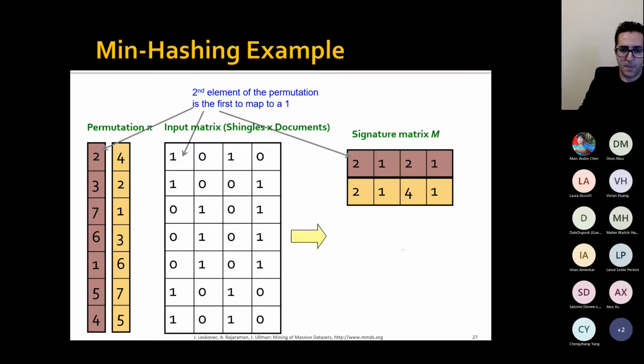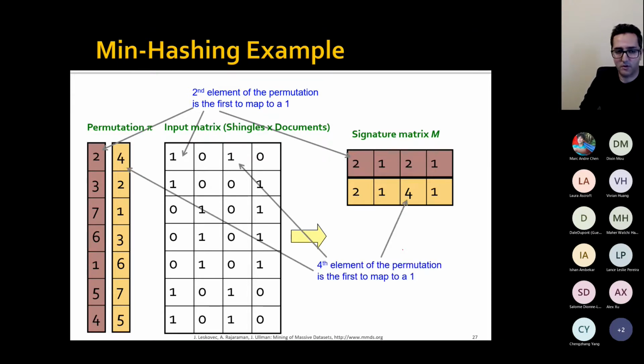Now you can repeat this process with a different permutation. So you shuffle the rows again and repeat the procedure. Same thing. For example, here, why is that one 4? Let's see. It's the third column that we should look at. We go to the first row, it's a 0. You go to the second row, it's a 0. You go to the third row, it's a 0. You go to the fourth row, it's a 1. So we write 4.